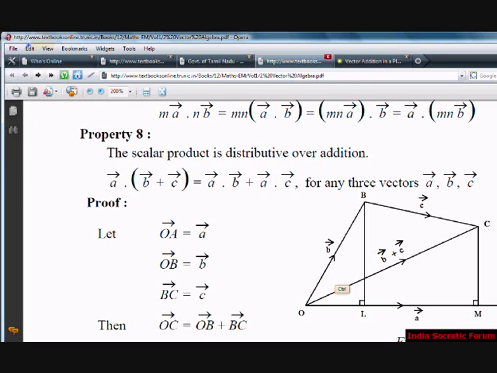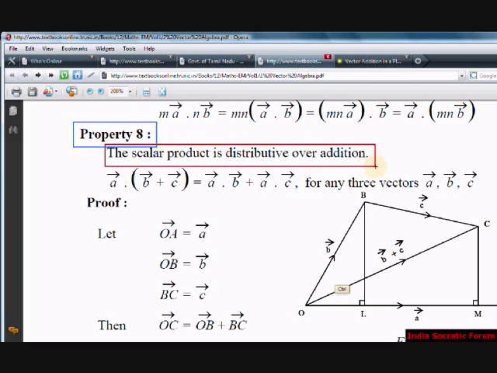Property 8. Scalar product and its distributive property over addition. What is different? In normal multiplication, 2 into (3 plus 4) is equal to 2 into 3 plus 2 into 4, right? So this is the way we do the normal distributive property.